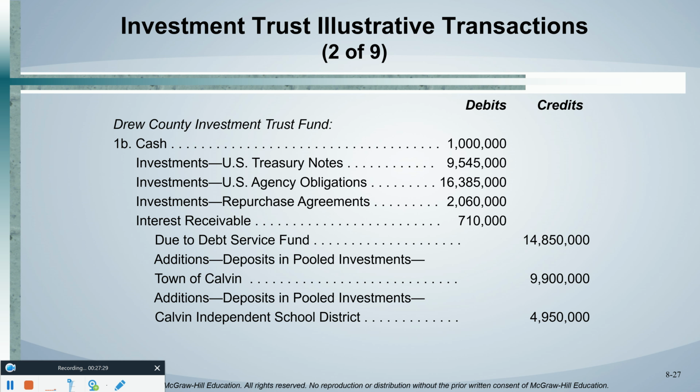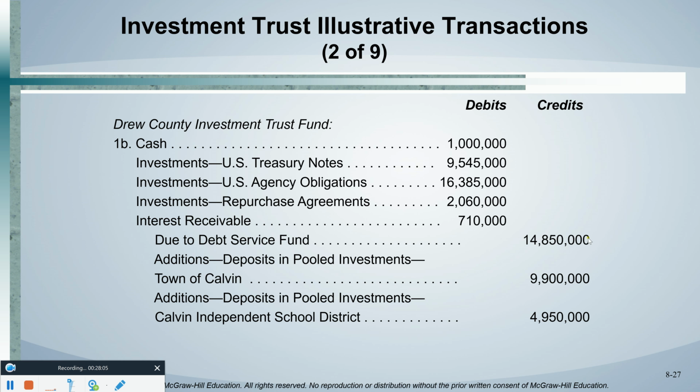Now, all the investments are out of the individual governments, and they are now pooled together in the investment trust fund, and here they are. Now, I need to explain something to you before we move on. You remember I explained to you, one of the governments needs to account for the trust fund. They are called the internal participant. All of the other governments would now be called the external participants. So the Drew County Debt Service Fund, they are the internal participant.